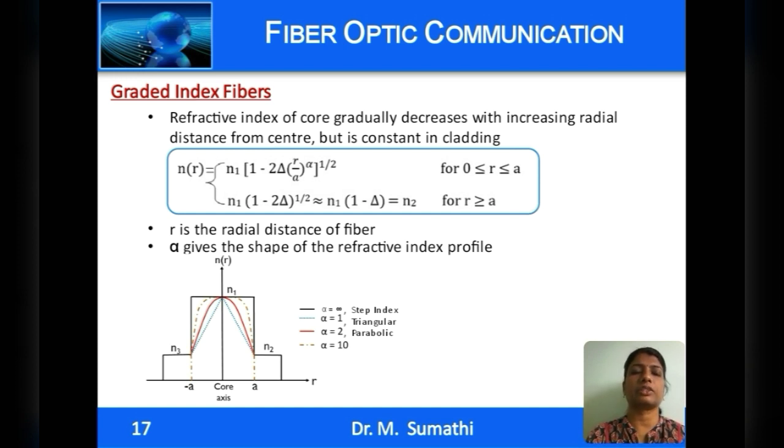Here r is the radial distance in the fiber and alpha gives the shape of the refractive index profile, and the graph shows the shapes for different values of alpha. When alpha is equal to infinity, it is a step index fiber as indicated by the solid black line, and for alpha equal to 1, that is a triangular profile indicated by the blue dotted line, and alpha equal to 2 gives the parabolic profile shown by the solid red line. Dispersion is minimum for alpha equal to 2 in a graded index fiber, and it is popularly used.